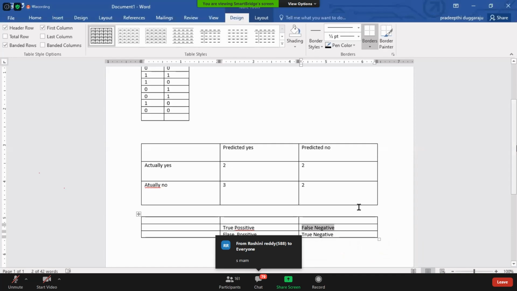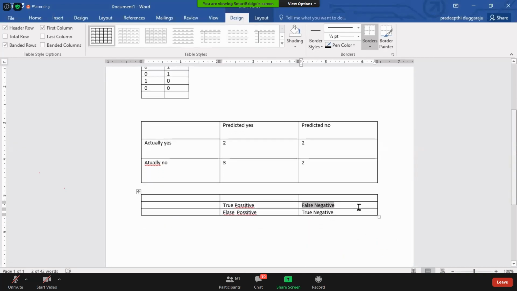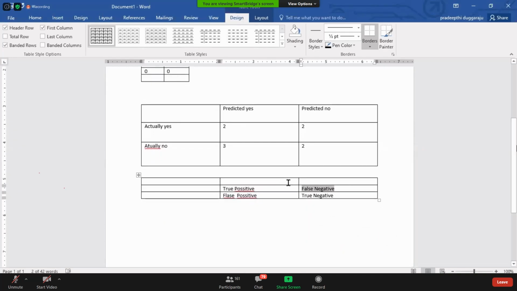All right, guys. Now actually no means what? No means negative, right? Remember, no means negative, guys. So that's the reason this is negative. This is negative. Yes means positive. So here you put positive. Here you put positive.